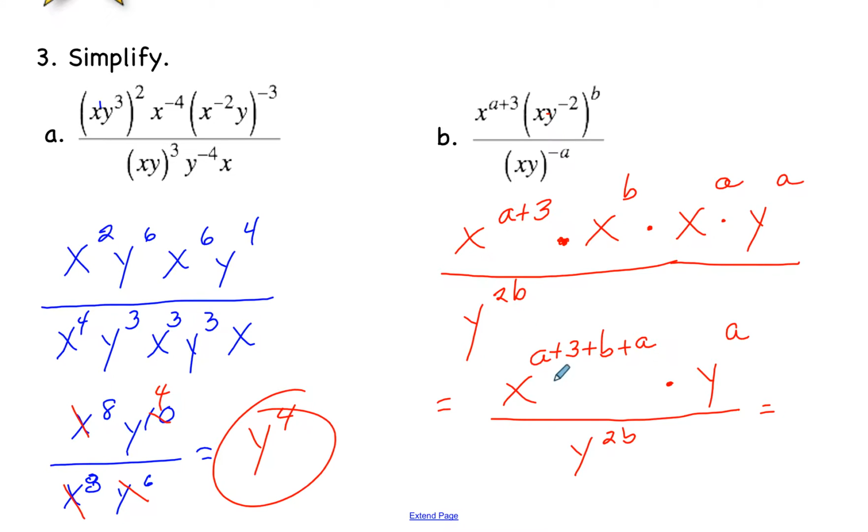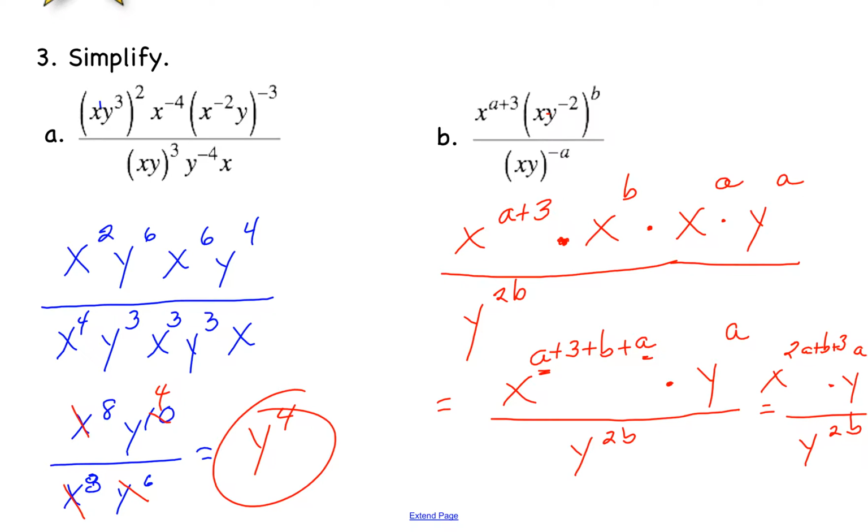All right, so let's clean up this exponent here. This one's really x. We have 2 a's here, an a here and an a here. So it's 2a plus b plus 3 times y to the a. If I can fit that in there, I'm running out of room there. All over y to the 2b.